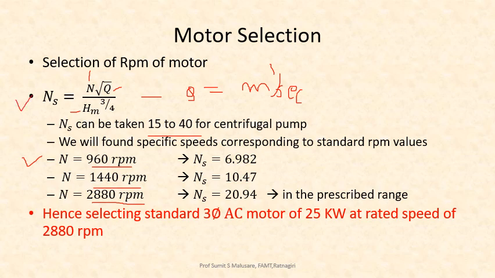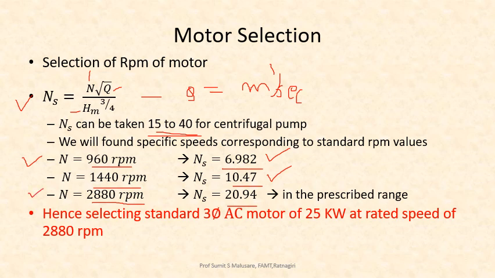Now put the value of n as 960, so the corresponding value of Ns comes out to be 6.982. For rpm n equal to 1440, Ns comes out to be 10.47, and for the rpm of 2880, Ns comes out to be 20.94. So out of these three values, Ns equal to 20.94 is in the range of 15 to 40, and that's why we have to go for the standard rpm as 2880 rpm.